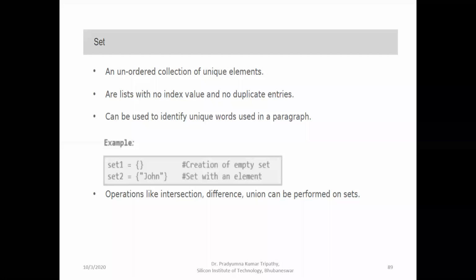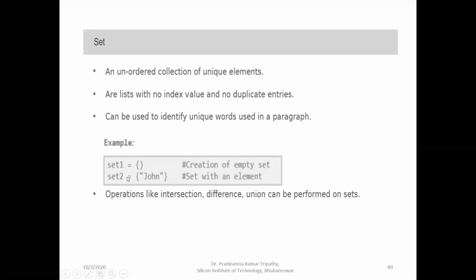So it is an unordered collection of unique elements. Sets are lists with no index value and no duplicate entries, right? No duplicate entries, no index values. And they can be used to identify unique words used in a paragraph. Although you use a dictionary to count, if the question is how many unique words there are, I can use a set over here.